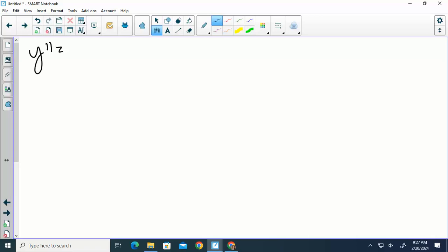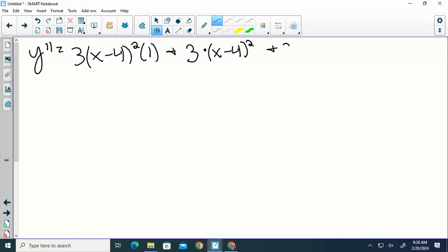Okay, there it is. So that would be 3 times x minus 4 squared, times 1, plus 3x times 2 times x minus 4, times 1. And we can set that equal to 0.